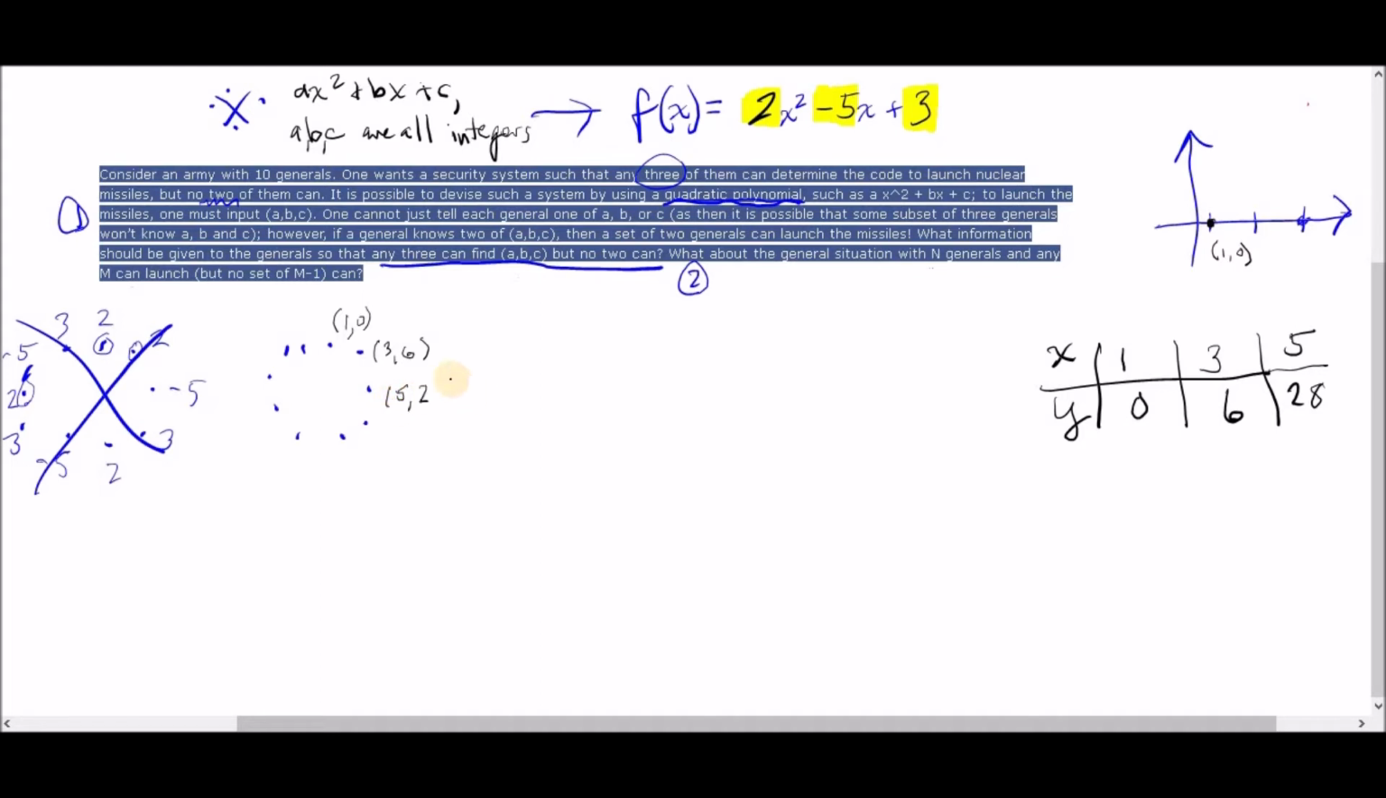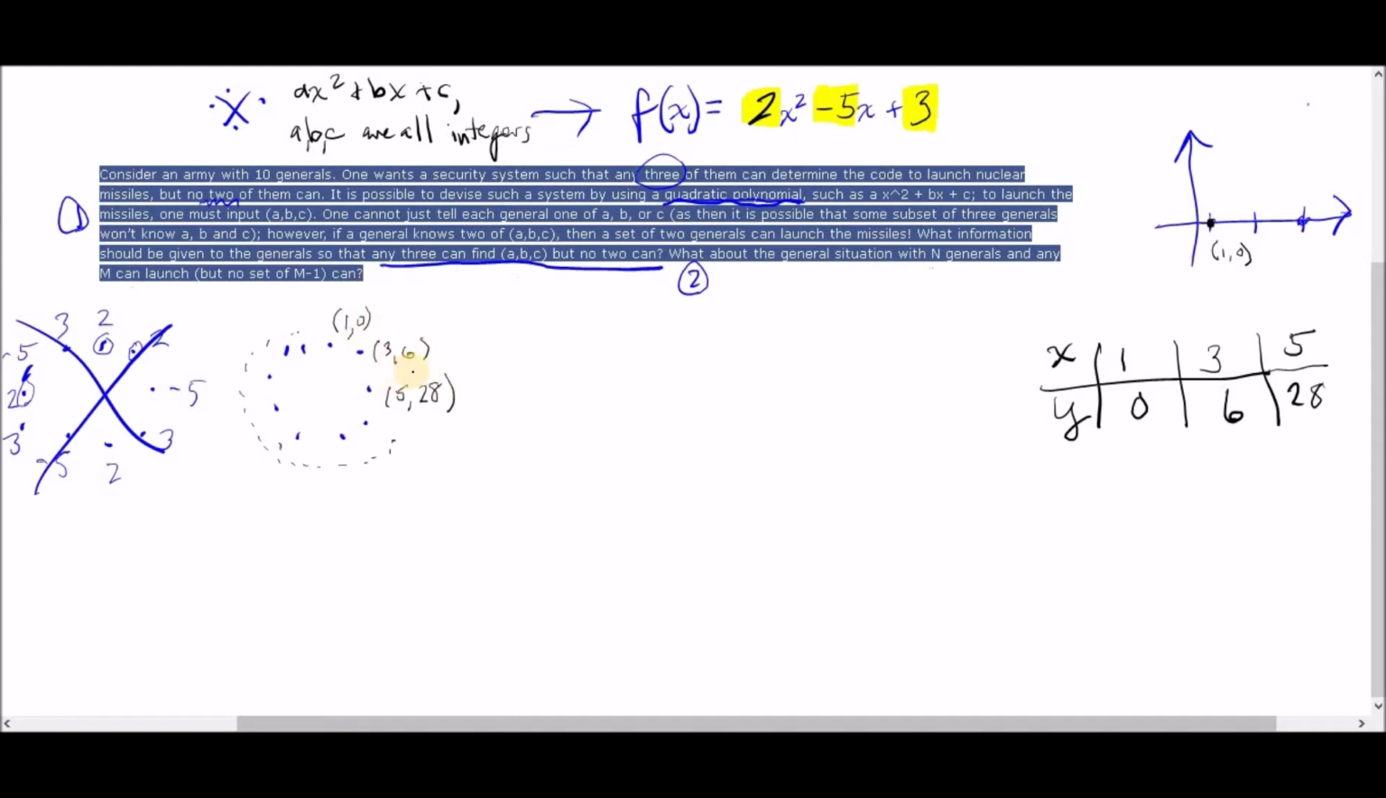5, 28. Now, let's assume that I give all the other generals a bunch of other values. I don't want to spend the whole video coming up with a point right now for every general. But in theory, I could and should if I want the security system to work properly. They should all have a unique number, a unique point. But let's see how this is enough for just 3 generals to be able to do it.